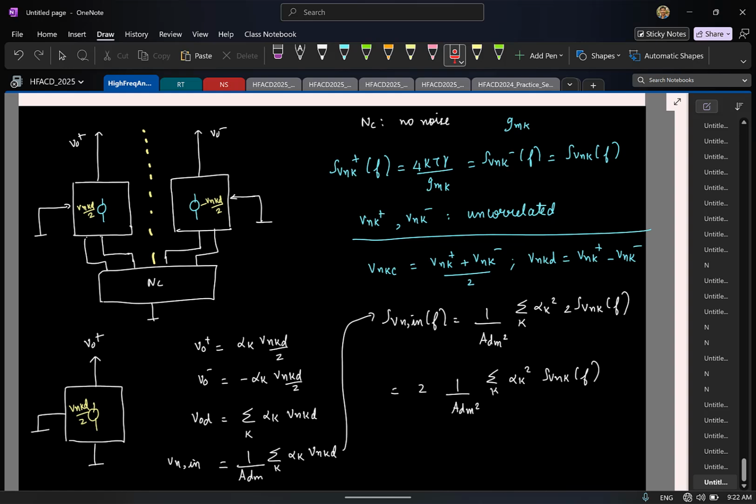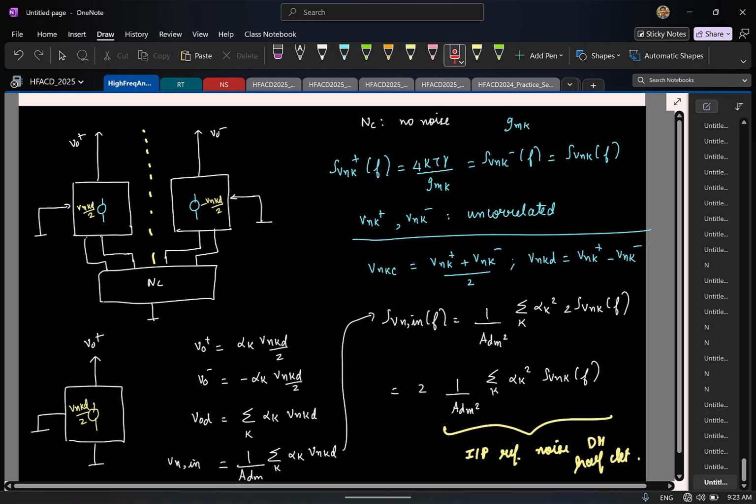Okay, trusting that this is clear, let's try to make sense of this. See here, this SVnk of f is essentially the power spectral density of the noise source in one of the half circuits. Fine. So what you have essentially done here is find the transfer function from that noise source to the output divided by the differential mode gain square, and then you take twice of that. So in a way, this effectively is the input referred noise of your half circuit, right? Because what is this?